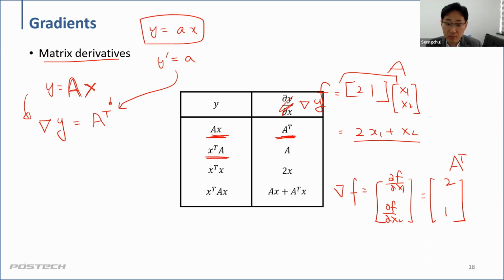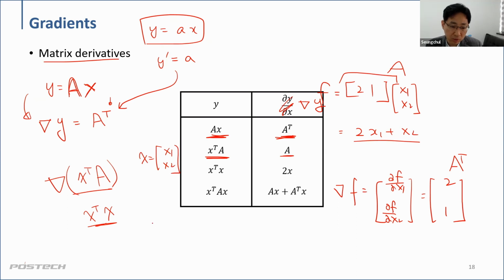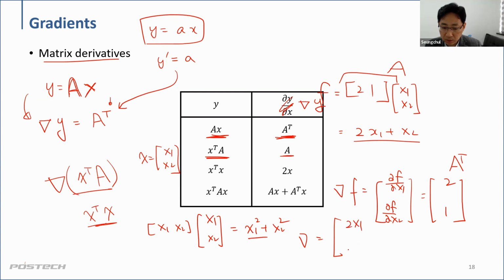The second example is x transpose A; its gradient is A. And x transpose x, let's do this one. Let's say x is x1 and x2, and its transpose is x1 and x2. So x transpose x is x1 squared plus x2 squared, right? And the gradient is 2x1, 2x2. So it turns out to be 2x.